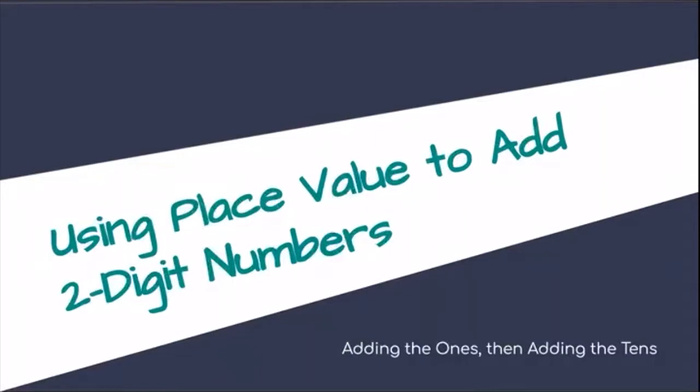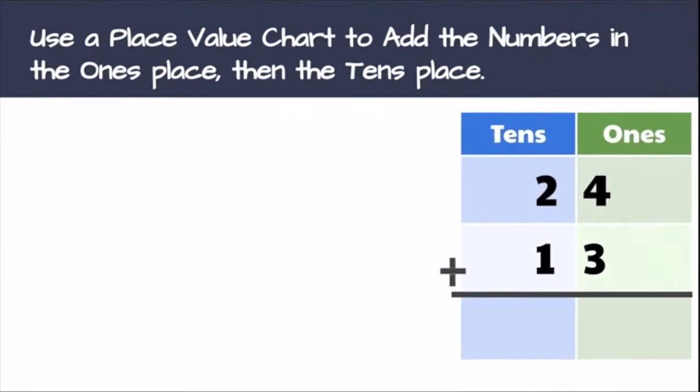Using place value to add two-digit numbers. Adding the ones, then adding the tens. You can use a place value chart to add the numbers in two-digit addition by adding up the numbers that are in the ones place first and writing the answer below, then adding up the numbers in the tens place and writing the answer below.